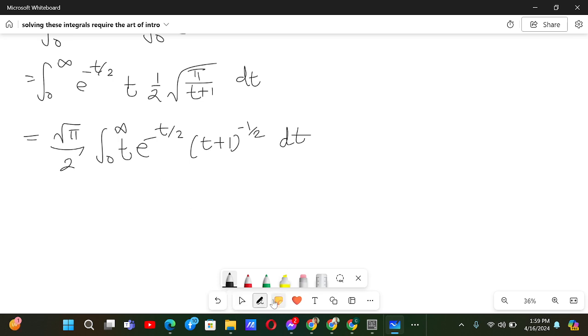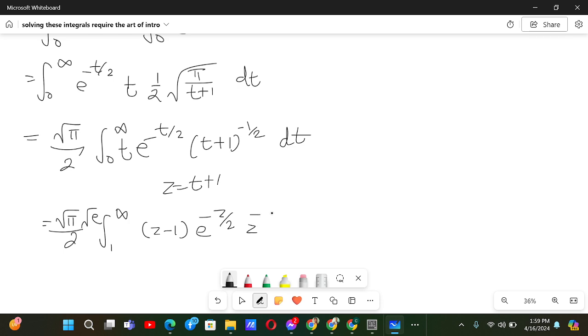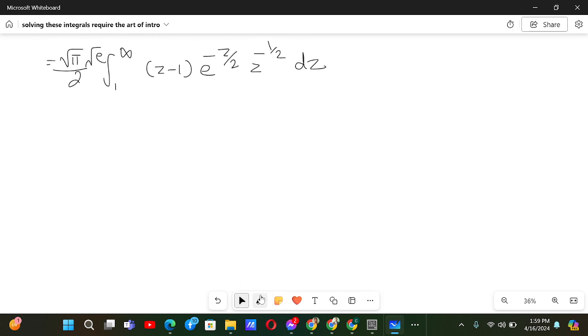Next step, let g be t plus 1. So you have root pi by 2 and the integral going from 1 to infinity. t is just g minus 1, so you have root of (g minus 1) over here, and then you have e to the power minus g by 2 over here and then g to the power minus 1 by 2 dg. What's next?